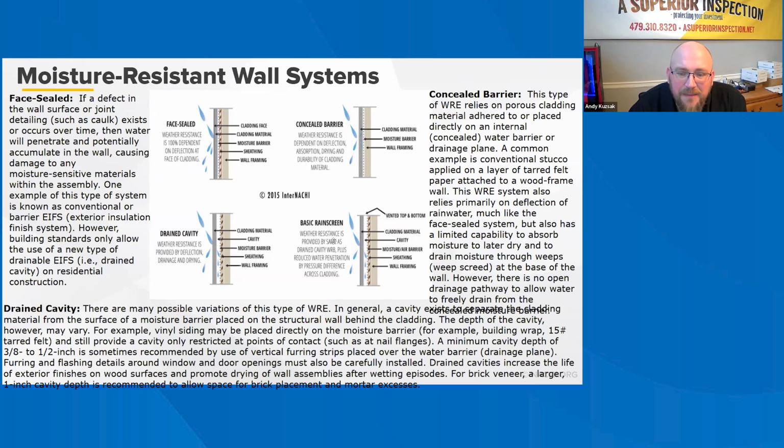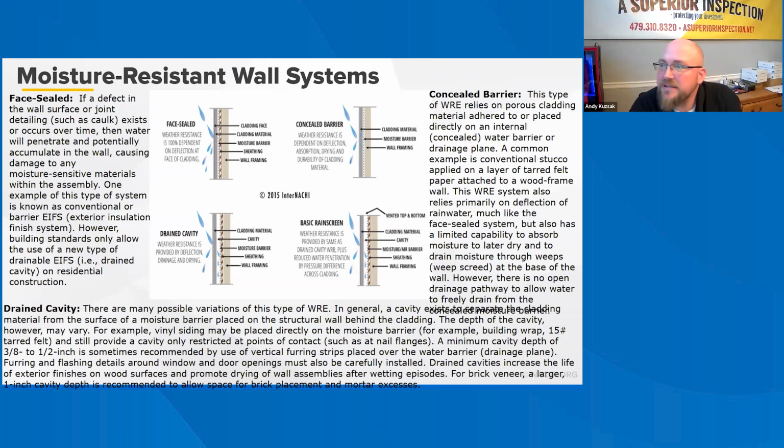For example, building wrap or 15-pound tarred felt, and still provide a cavity only restricted at points of contact, such as the nail flanges. A minimum cavity depth of 3/8 to 1/2 inch is sometimes recommended by use of vertical furring strips placed over the water barrier or the drainage plane. Furring and flashing details around windows and door openings must be carefully installed and carefully inspected subsequently. Drain cavities increase the life of exterior finishes on wood surfaces and promote drying of the wall assemblies after wetting episodes. For brick veneer, a larger 1-inch cavity depth is recommended to allow the space for the brick placement and the mortar excess.